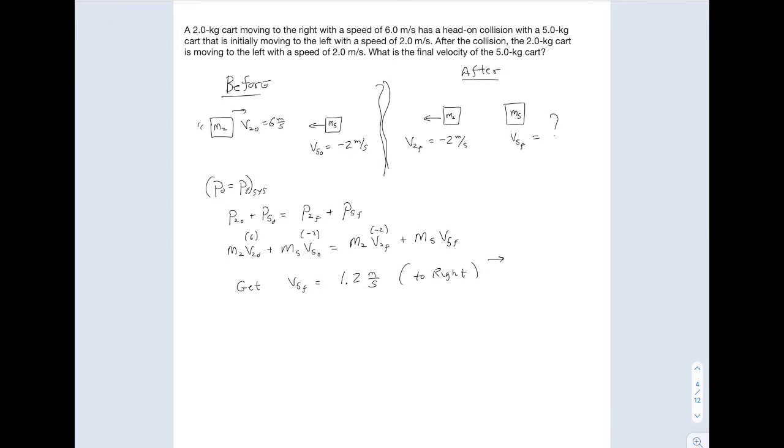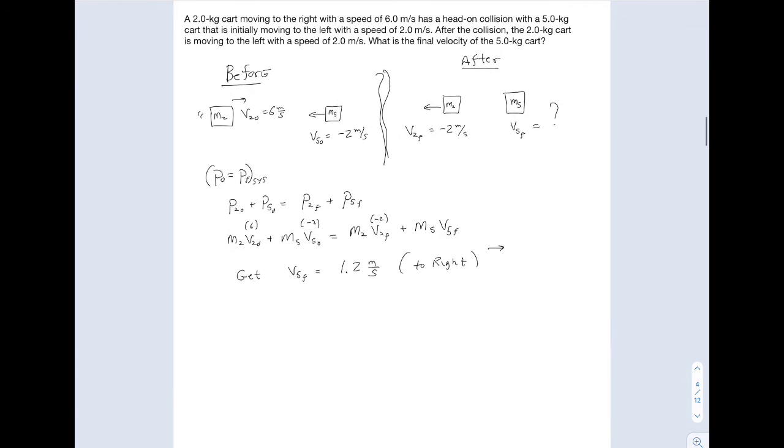All right, here's a couple sample problems I want to look at. And this will give us a good example of how to apply some of the expressions for momentum. Okay, so I have a 2 kilogram cart that moves to the right at a certain speed and has a head-on collision with another cart that's moving to the left. They give me that speed, and then it says after the collision, the first one heads to the left, and they want to know what happens to the second one.